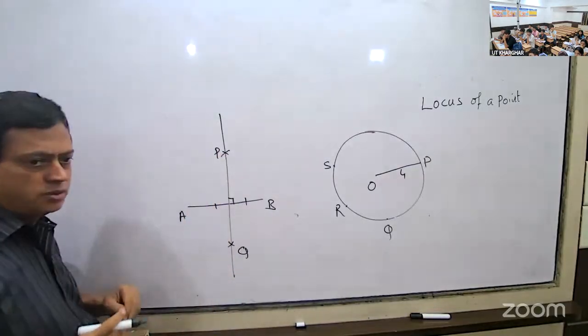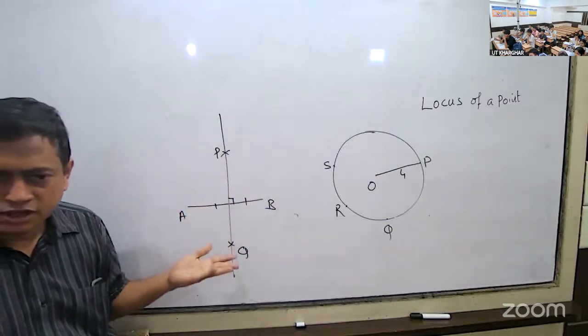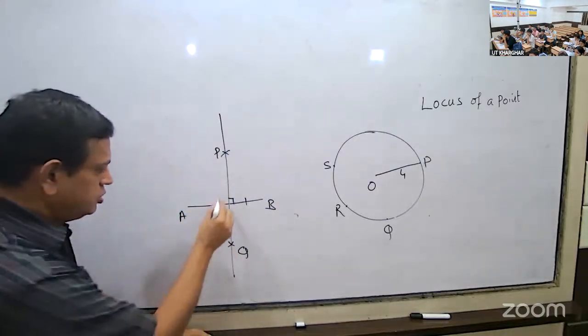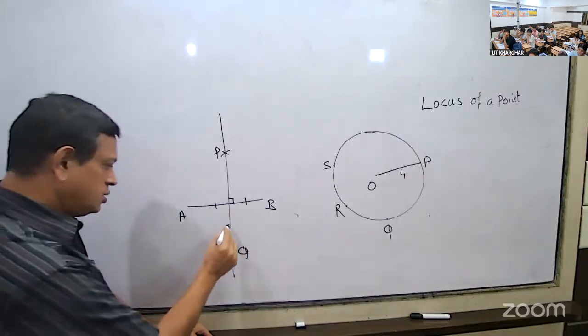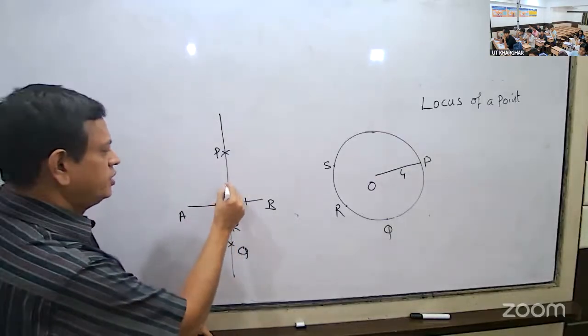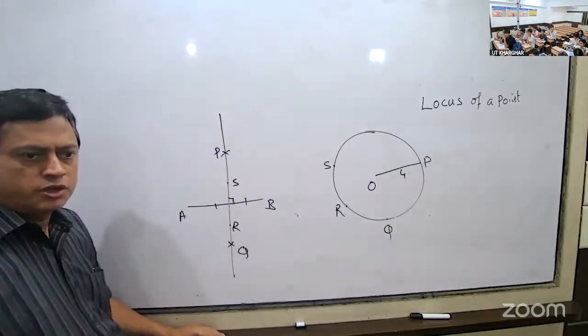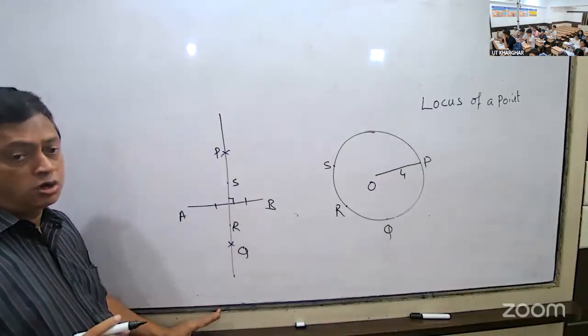Then what about PA and PB? They are equal, yes, because you can prove congruent. What about QA and QB? They are also equal. How about if I take R? RA will be equal to RB. If I take S, SA will be equal to SB. Yes or no? All will be equal because the congruence will come.